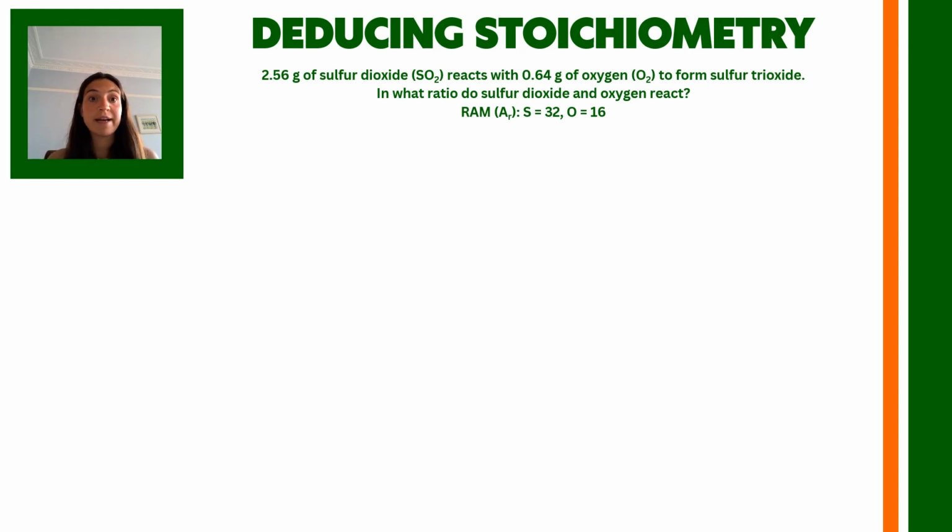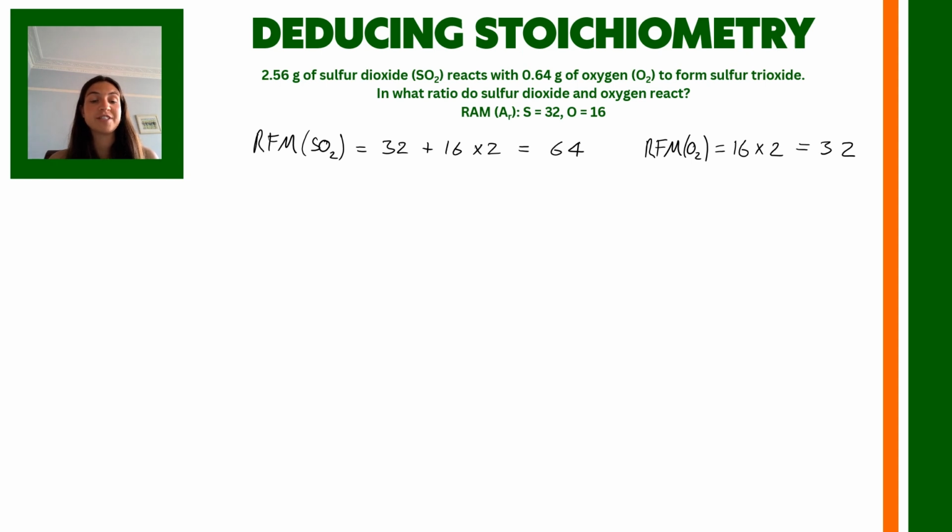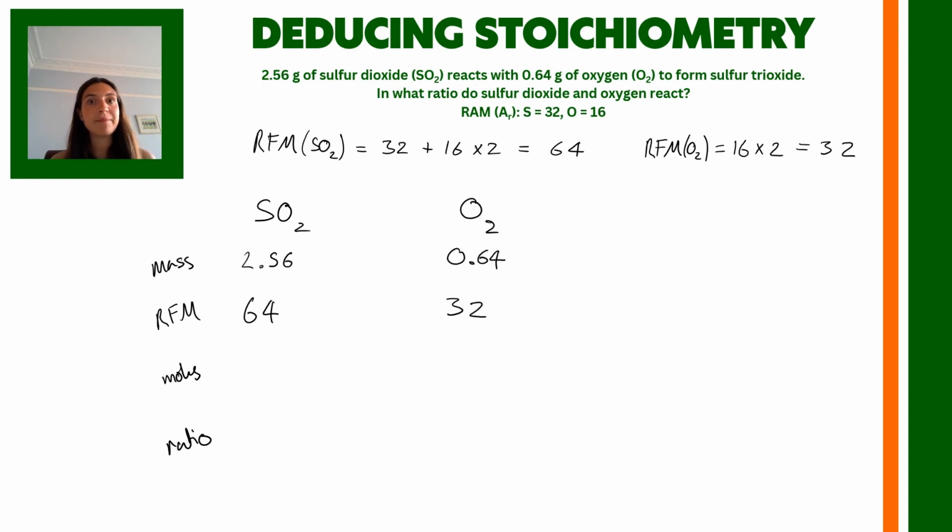So let's first work out the relative formula mass of our sulfur dioxide. That has 1 sulfur, 32, plus 2 oxygen, O2 there, so 16 times 2 gives me 64. And my relative formula mass for oxygen is just 2 oxygen, so 16 times 2 is 32. Now let me do my table: mass, RFM, moles, ratio, SO2, O2. And let me fill in those bits straight away. Masses 2.56 and 0.64, and my relative formula masses that I just calculated, 64 for sulfur dioxide, 32 for oxygen.